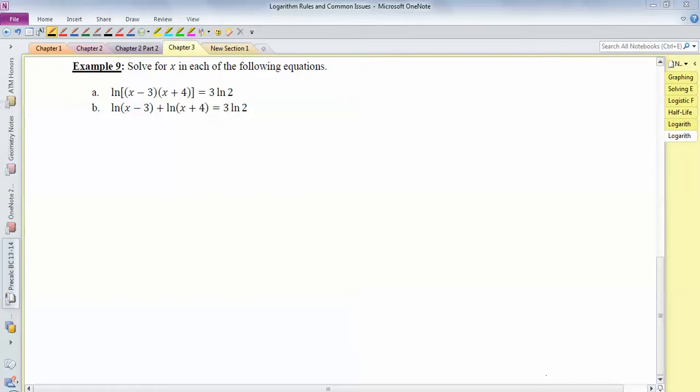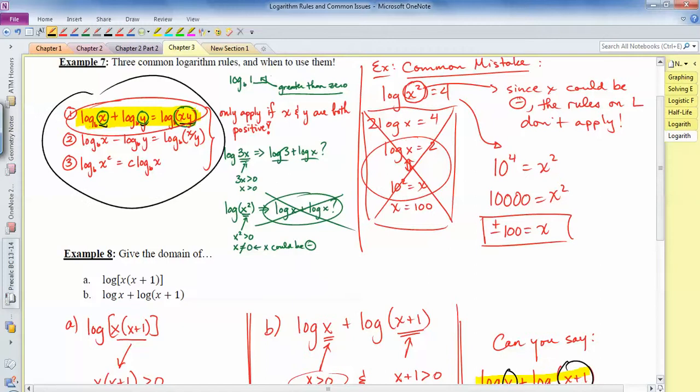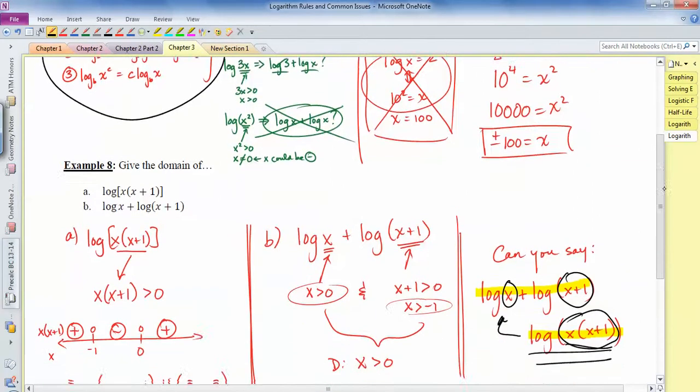Okay, so in this example, we're going to solve a couple of log problems where those three common rules, which are right here, sometimes confuse students, like when are you allowed to use them, when not. The key, though, is always if x and y are both positive, if the two things you're trying to combine are both positive, then you can use the rules.